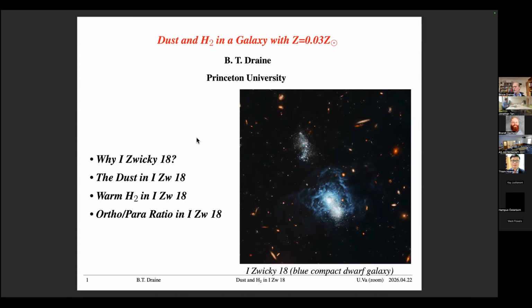So here's an HST image of I Zwicky 18, just showing you what it's like. The bulk of the galaxy is down here. It has a companion up here that is associated with it, but we're not going to talk about that today. We're going to talk about the things that are going on in this star forming system down here. It's known as a blue compact dwarf galaxy.